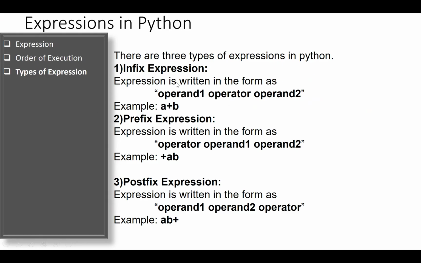Expressions are of 3 types: infix expression, prefix expression, postfix expression. What is an infix expression? The expression is written as operand 1, operator, operand 2, where the operator is plus here: A plus B. The next case is prefix: the operator comes first, then the operands, that is plus A B. And postfix expression: operand 1, operand 2, then the operator. An example is A B plus. So these are the 3 different types of expressions in Python.